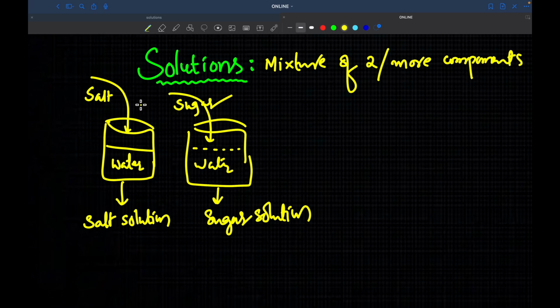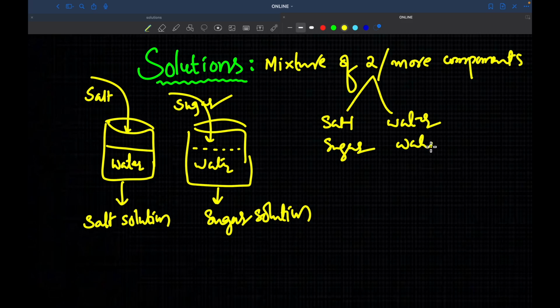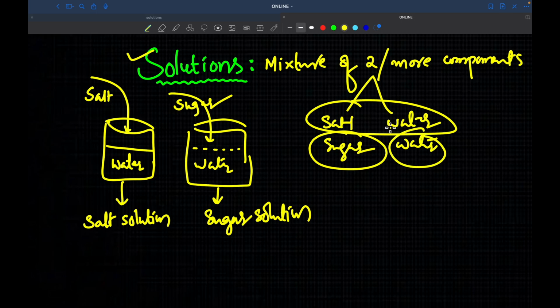So what is the meaning here? What are the components here? Two components. In the first case we took one is salt, another is water, right? Next case, sugar and water. So the mixture of salt plus water is an example of solution. The mixture of sugar and water is also an example of solution. So this is the definition of the solution. It is the mixture of two or more components.